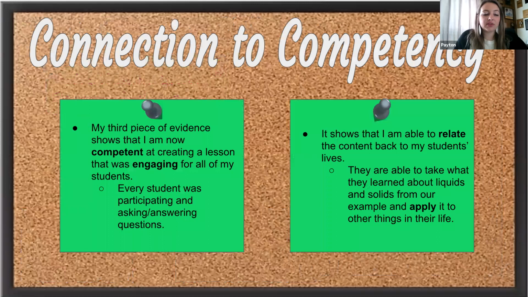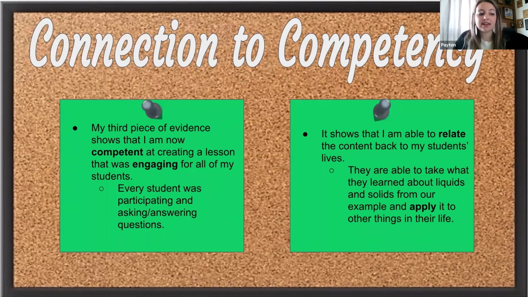My third artifact relates back to my competency statement because it shows that my students were engaged throughout the whole learning process and they were all participating and answering questions. It also shows that I can relate the topic back to my students' lives to help them apply what they're learning to their everyday lives. Students were able to see how there are things all around them every day that are solids and liquids and that show chemical change.